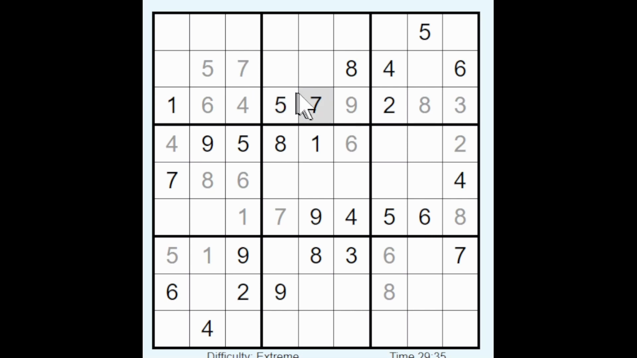Now that's nice because this 7 and this 7 and this 7 gives me this 7 here. And these two 7s and this 7 forces a 7 in this cell and therefore a 3 in this one here.